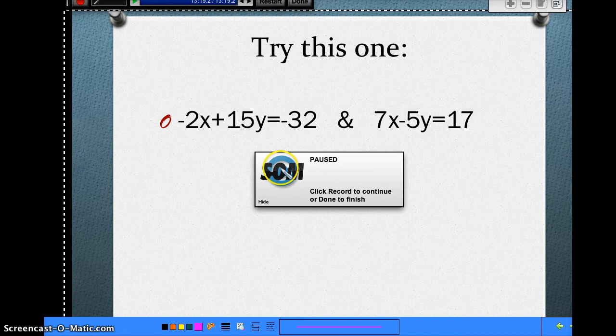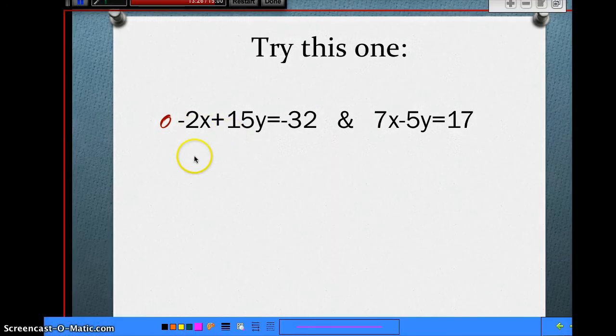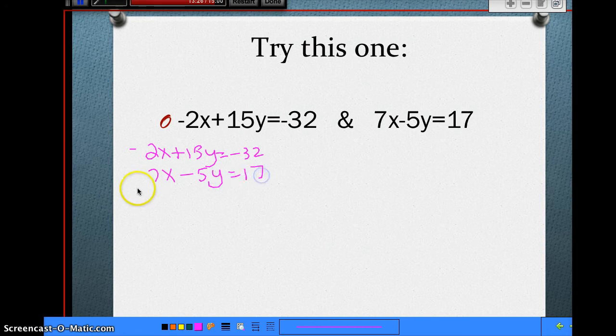All right, go ahead and try this one on your own. Let's go ahead and line them up. We're going to get negative 2x plus 15y equals negative 32. 7x minus 5y equals 17. Now, some of you guys are going to eliminate the x's and some are going to eliminate the y's. It doesn't matter what you do, but you got to find both anyway.